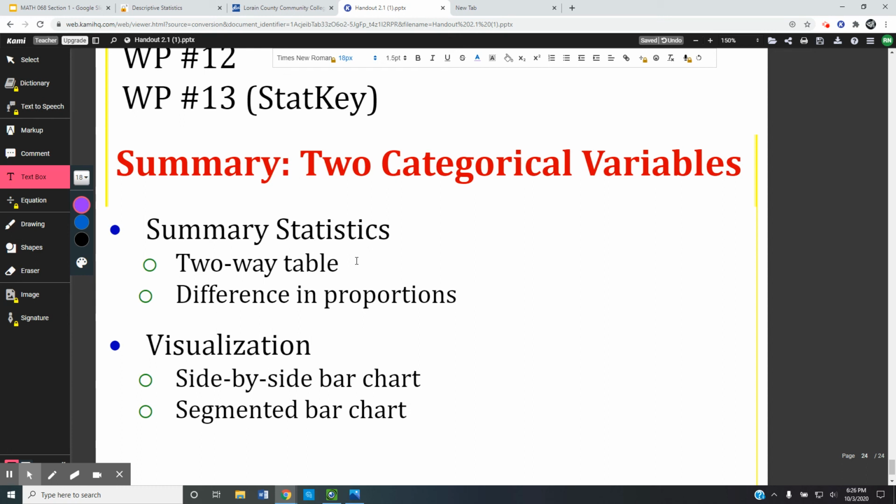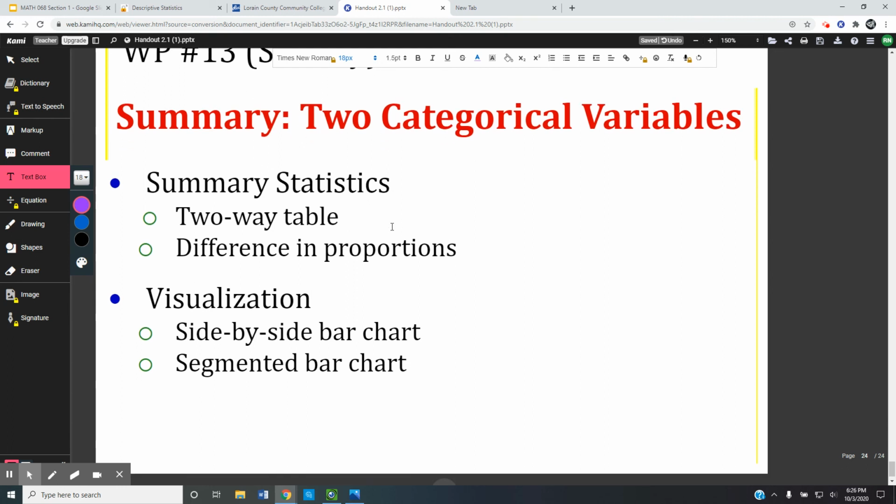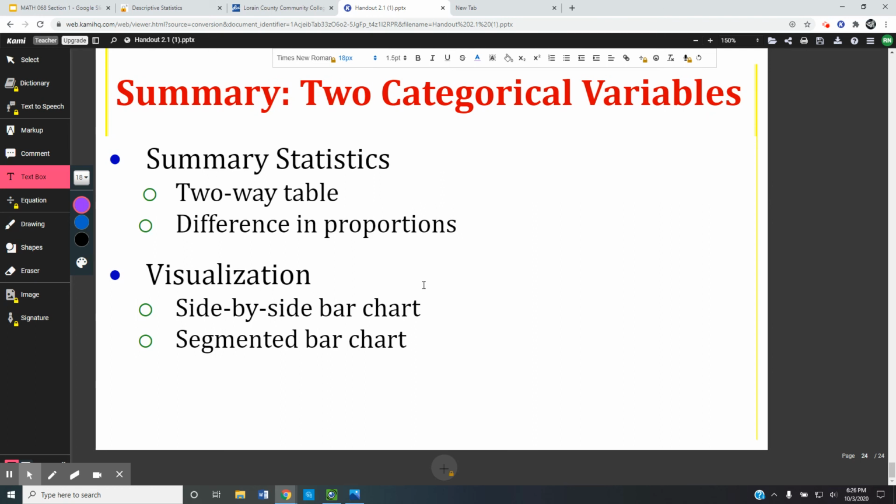Okay, I think that to summarize, two categorical variables. We'll use a summary statistic, which comes from a two-way table. We will talk about the difference in proportions. The visualization for that is a side-by-side bar chart or a segmented bar chart. That concludes chapter 2.1. When you come back, we'll be moving right along in chapter 2.2. Nice seeing you again.